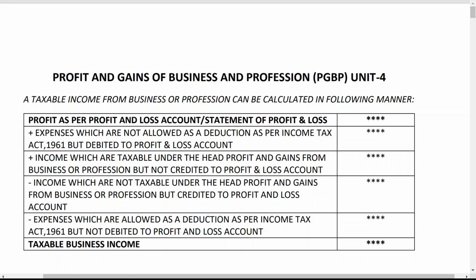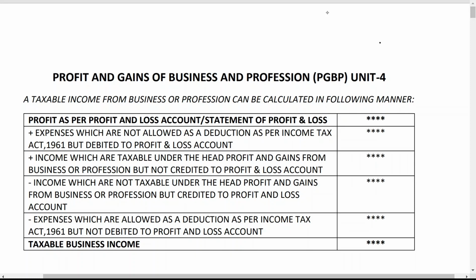So taxable income from business or profession can be calculated in the following manner. Profit as per the profit and loss account or statement of profit and loss. This is your starting profit. Expenses which are not allowed as a deduction as per the Income Tax Act 1961 but debited to the profit and loss account.